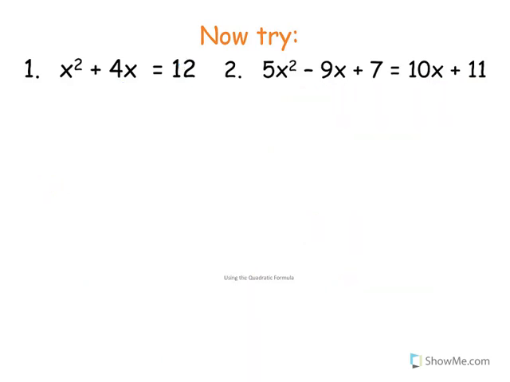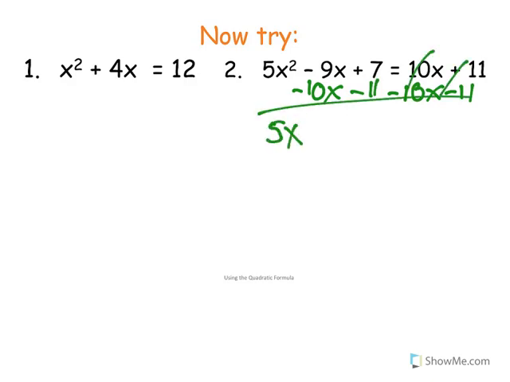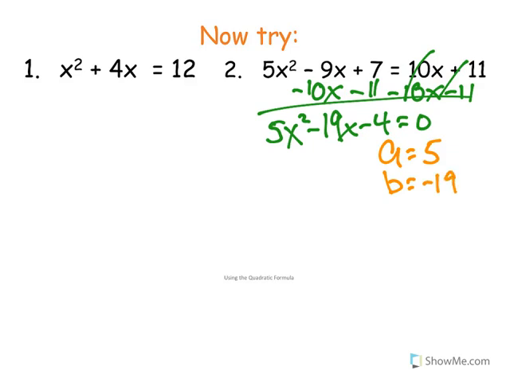All right, so let's clear this out and let's work on the second one. So the quadratic term's on the left, so that's definitely where we're going to move all of our terms. So that gives me 5x squared minus 19x minus 4. So now we can establish our values of a, b, and c, as a is 5, b is negative 19, and c is negative 4.